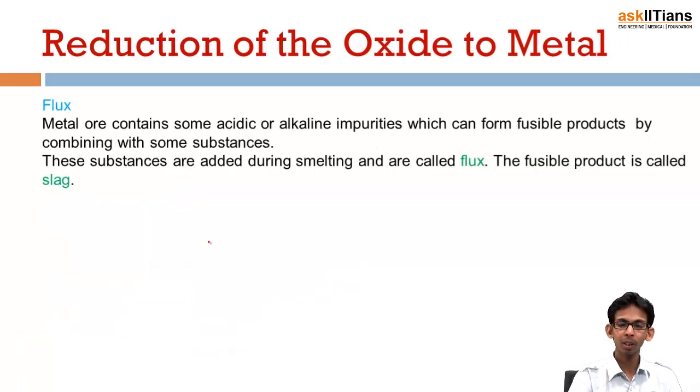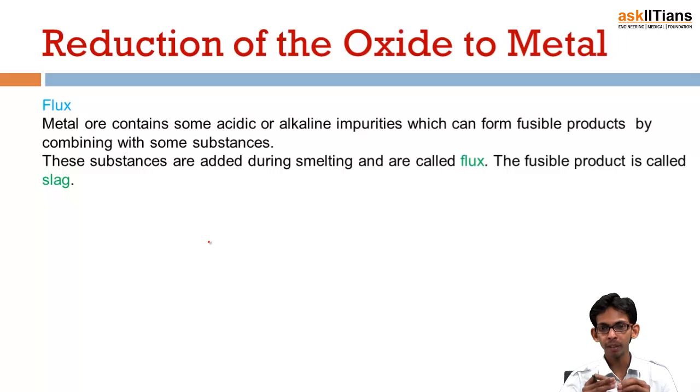Okay, now there is something known as flux. Actually, metal ores contain some acidic or alkaline impurities. Even though we have done the calcination and the concentration of ore, concentration of ore was only to remove the physical rocky impurities.